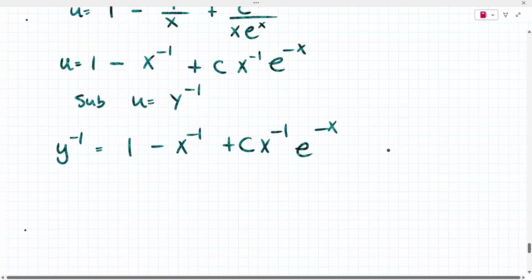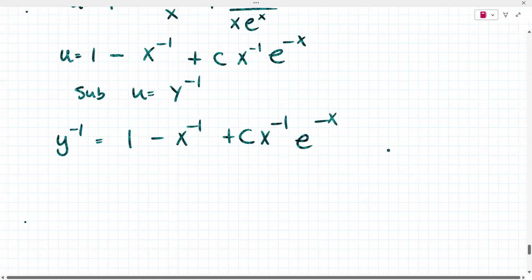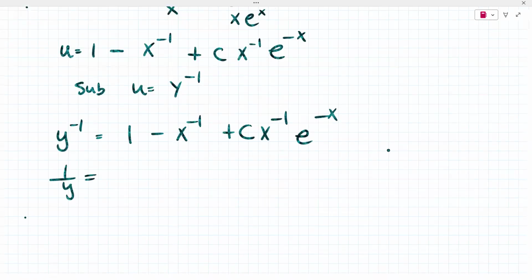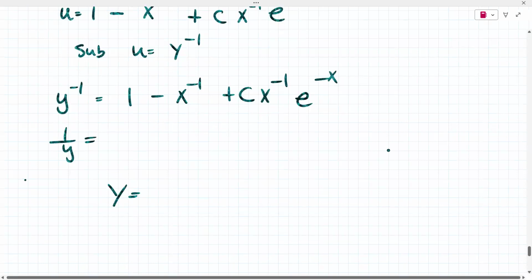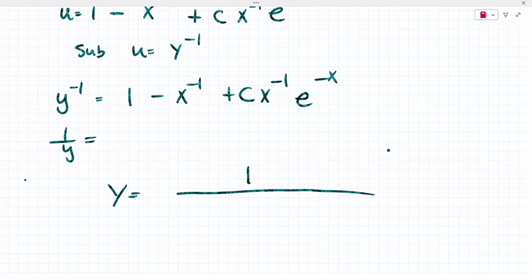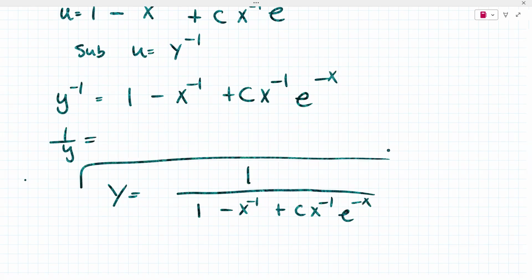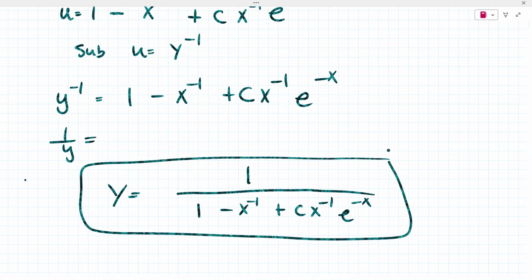And if you simplify this, if you try to get y by itself, y to the negative 1 is 1 over y, and then you would cross multiply that out, you should get y equals 1 over this whole thing: 1 minus x to the negative 1 plus c x to the negative 1 e to the negative x. Okay, so that's my final answer.